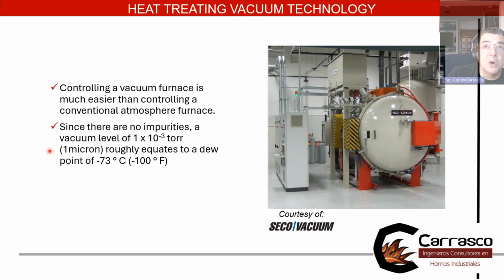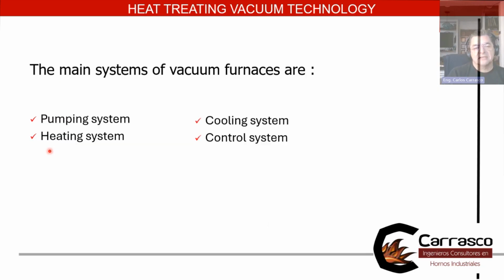And because there is no contamination inside, there is no pressure, I can heat up more evenly and more accurately. And more important for the industry, I can repeat the process one time after another. The main systems in the vacuum furnace are the pumping system, the heating system, the control system, and the cooling system. It depends 100% on these systems.